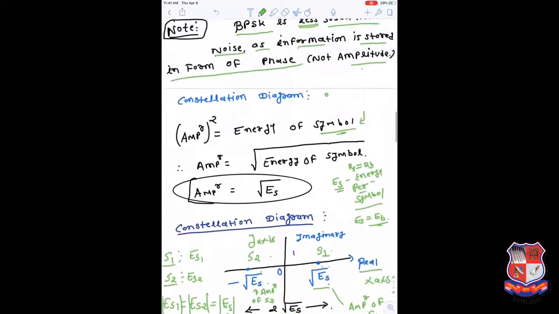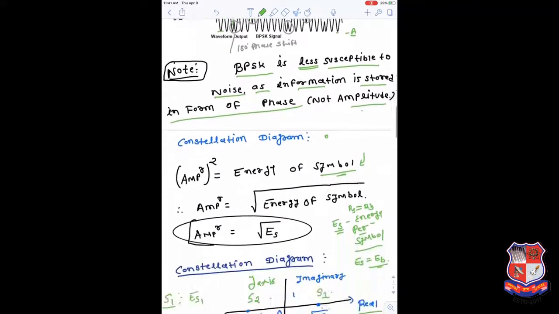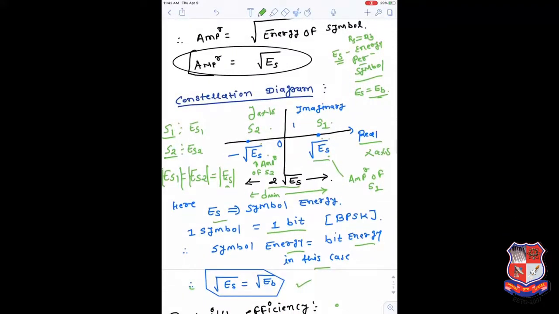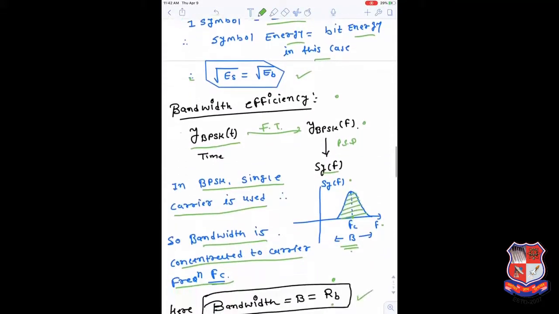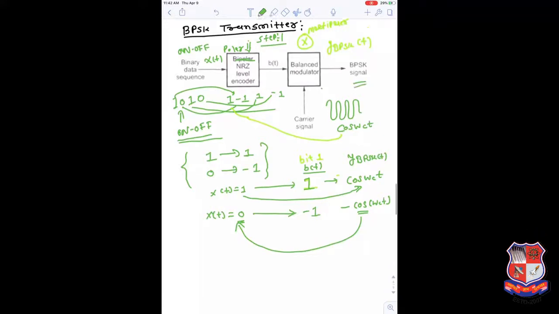This is very similar to what we discussed here. If x of t is a 1, we have cos omega ct. If x of t is a 0, we have cos omega ct but with a negative sign. So that we can understand. We can conclude the BPSK transmitter is a very simple block. In the BPSK transmitter, the data available in terms of 1 and 0 is converted to the polar signal 1 and -1, which is fed to the balance modulator. The balance modulator simply multiplies it with cos omega ct, and finally the BPSK signal is produced.